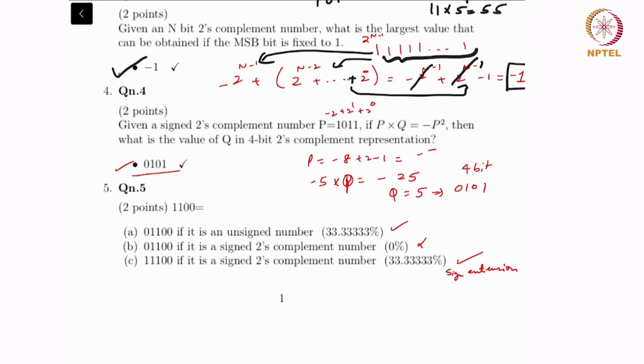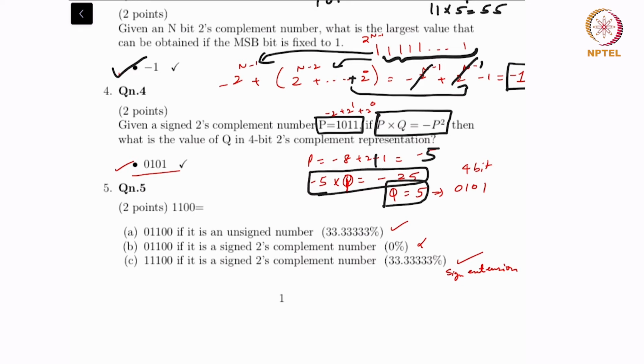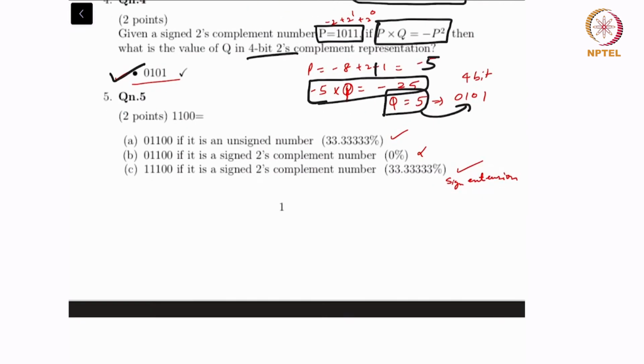Okay, moving on to question 4. Given a signed 2's complement number P, 1011, if P cross Q is minus P square, then what is the value of Q in 4-bit 2's complement representation? So as calculated here, minus 8 plus 2 plus 1, right? So the answer is minus 5, and minus 5 into Q is minus 25, right? So Q is equal to 5. 5 in 4-bit 2's complement representation is 0101, and this is the answer, right?